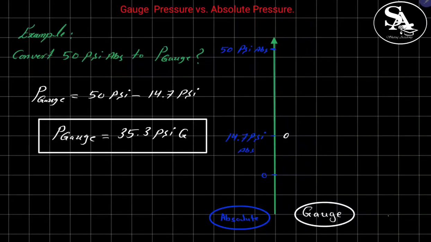So in conclusion, whenever we want to convert the absolute to gauge pressure, we subtract the 14.7 psi. But whenever we convert gauge pressure to absolute pressure, we add that 14.7 psi.